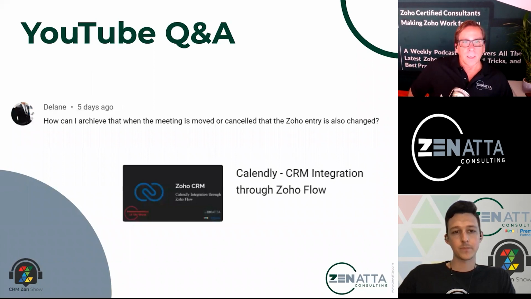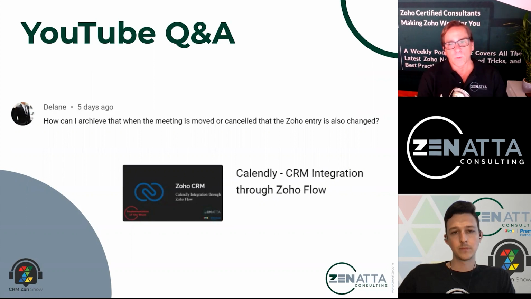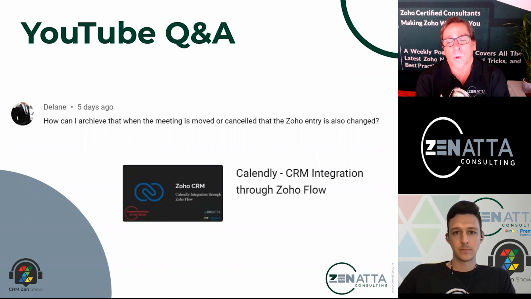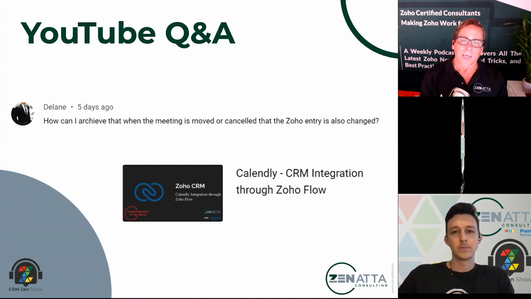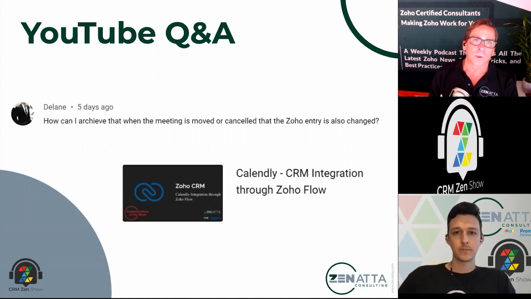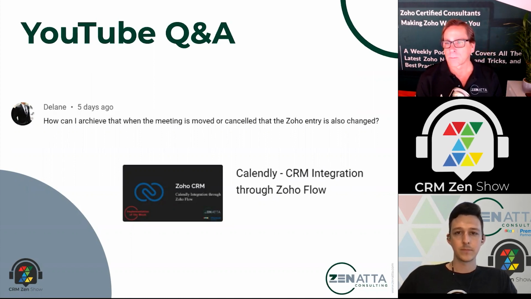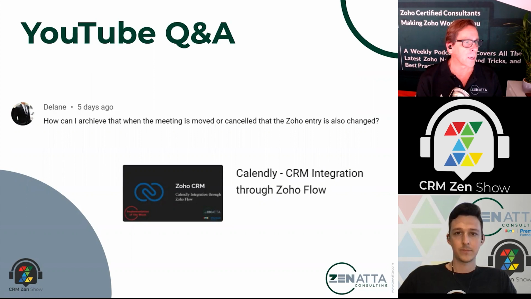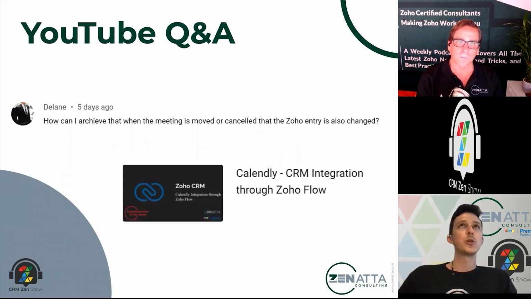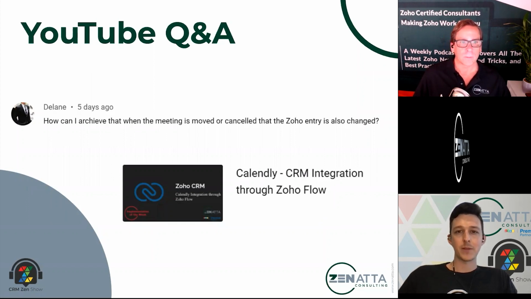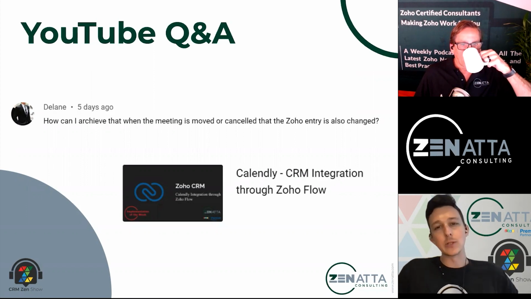This is from Delane. He is asking you, Tyler, how can I achieve that when a meeting is moved or canceled, the Zoho entry is also changed? What he's talking about is you did a Calendly CRM integration through Zoho Flow video. He's wondering, once you do that integration and a person moves or cancels the meeting, how do I update everything in the CRM? Yeah, so it's a good question. There are two triggers available from Calendly into Zoho Flow, and they're actually the same into Zapier as well.